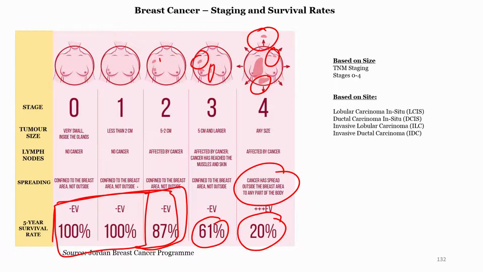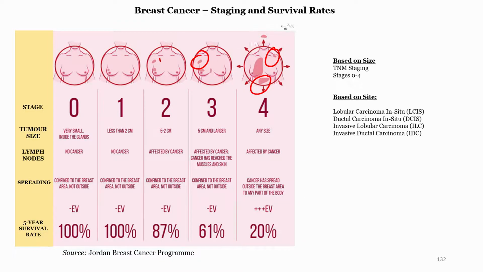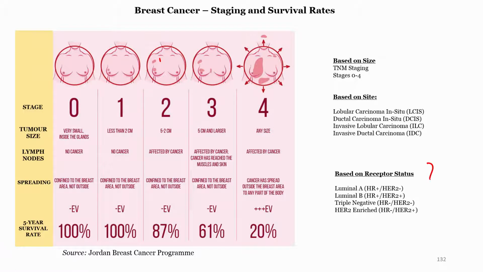All right. So, based on tumor size, stage 0 to 4, based on the sites, then you can say that it is a lobular carcinoma in situ, ductal carcinoma in situ, invasive lobular carcinoma, and invasive ductal carcinoma. Based on the receptor status, you can divide into 4 states: HR plus HER2 minus, luminal A, luminal B, triple negative HR minus HER2 minus, and HER2 enriched HR minus and HER2 plus. So, these are based on the receptor status.